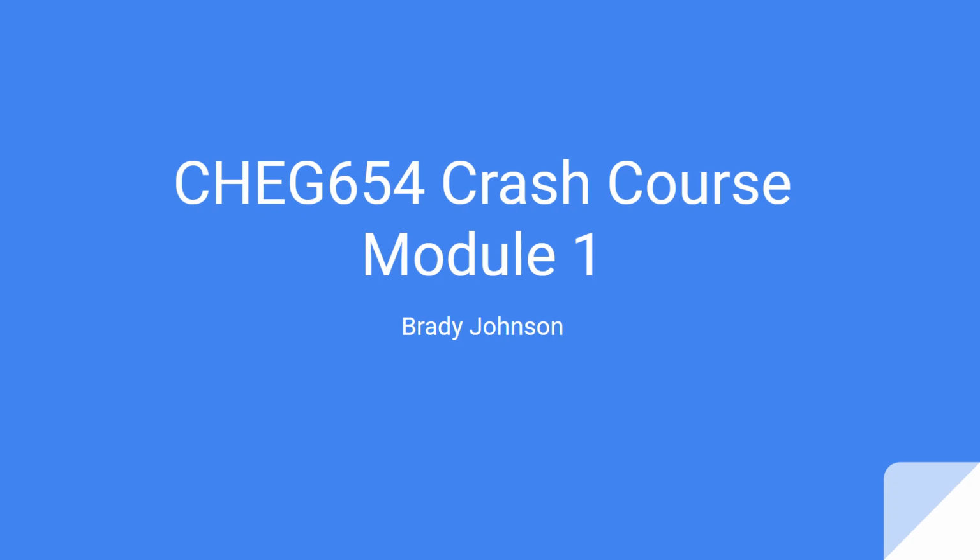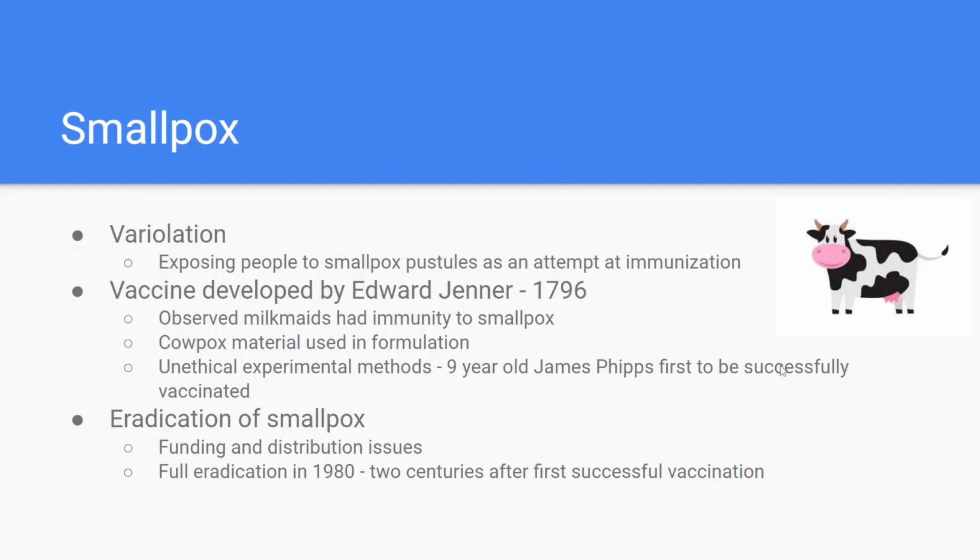The first disease we will cover is smallpox. Initially, the fighting of the virus started with variolation, which involved exposing people who had not previously been exposed to smallpox pustules as an attempt at immunization. Smallpox pustules were the spots that would appear on people who were infected with smallpox. So, they would be administering the pus from these pustules to people who had not yet been exposed to smallpox.